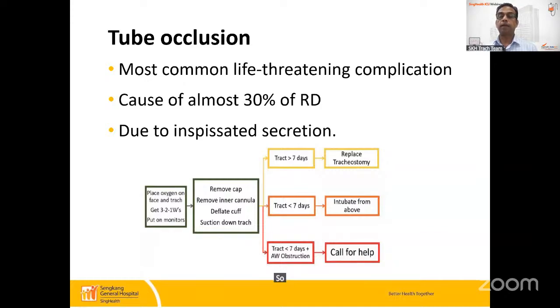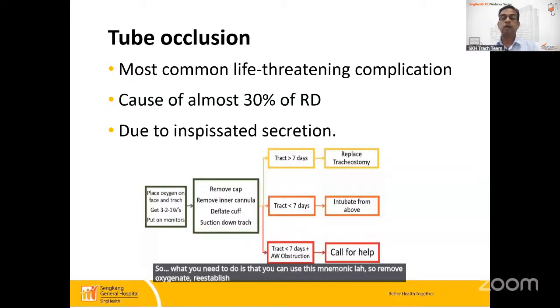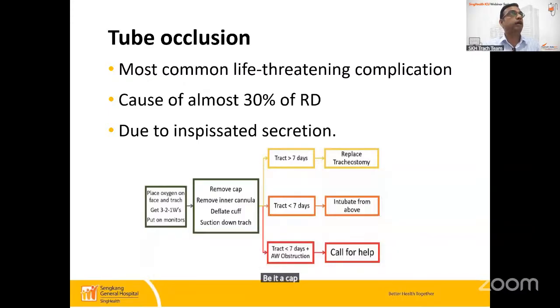So what you need to do is you can use this mnemonic: remove, oxygenate, reestablish. That means you are going to remove. First of all, remove all the accessories in the tube, be it a cap or a speaking valve, for example. Remove those things. Remove the inner cannula, then you just put a new inner cannula in. If you solve the issue, fine.